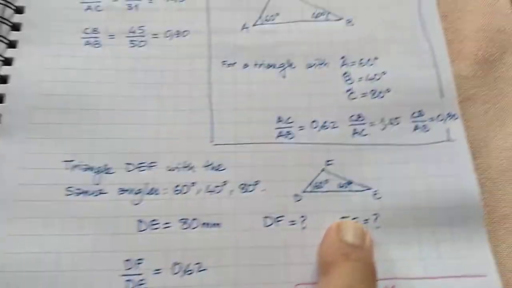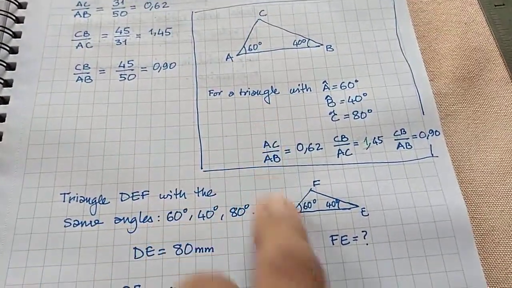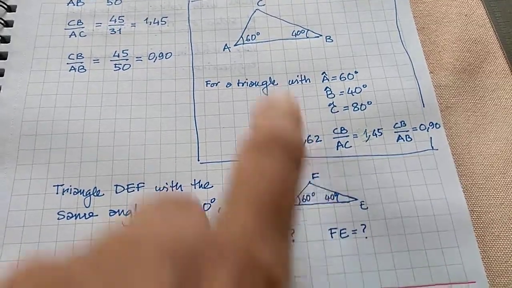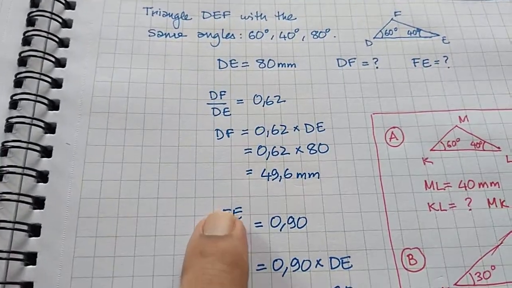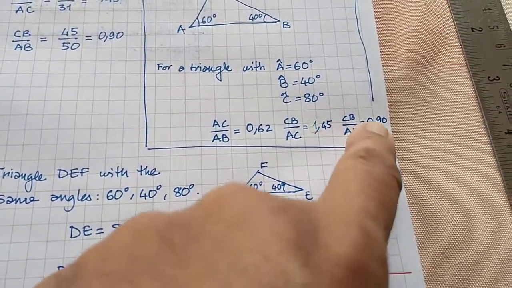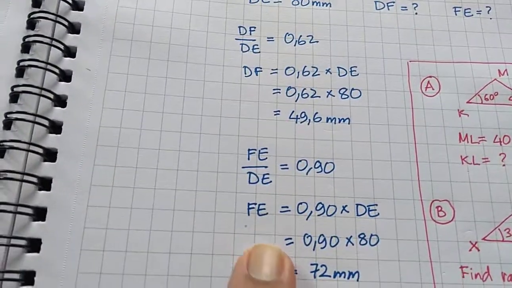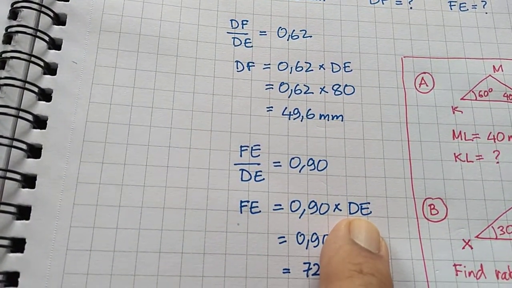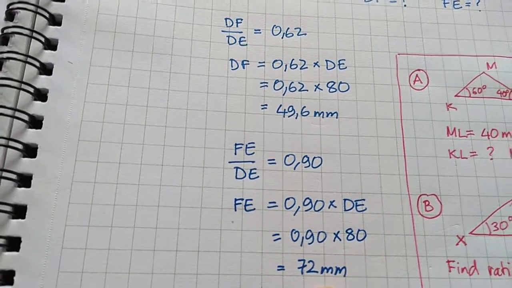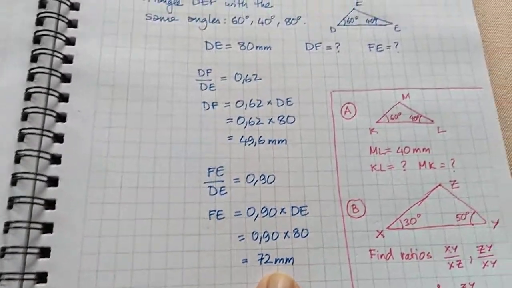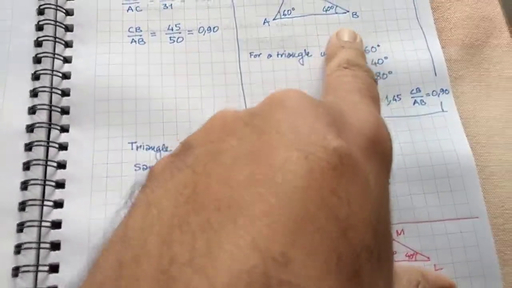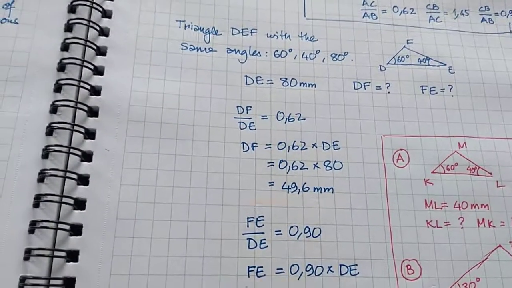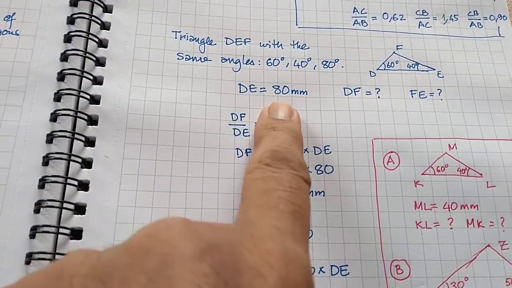Similarly, to calculate FE, that is CB here. So we can take CB over AB. FE over DE is equal to 0.9. FE is equal to 0.9 into DE, 0.9 into 80, we get 72 millimeters. So essentially, given these ratios for a triangle with these angles, you can always find out the length of the sides given any one side.